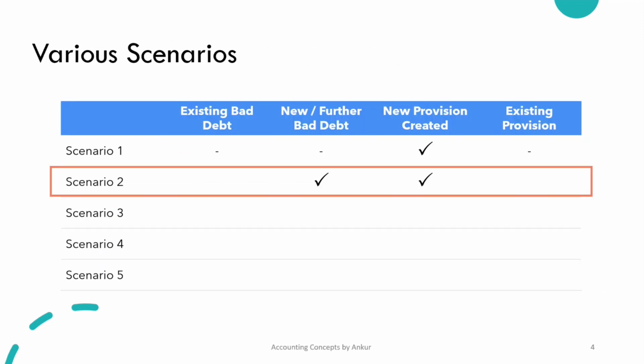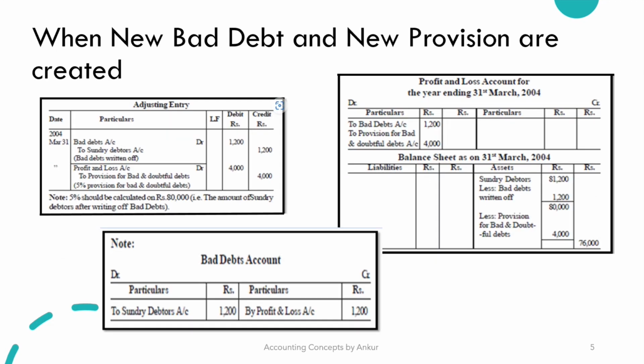In this scenario, we have new bad debt that is occurring. However, there is no existing bad debt, and we are also creating a new provision for doubtful debts. Let's have a look at the journal entry and the various adjustments. The first one, as you can see, the journal entry is bad debt account debit to sundry debtors account.